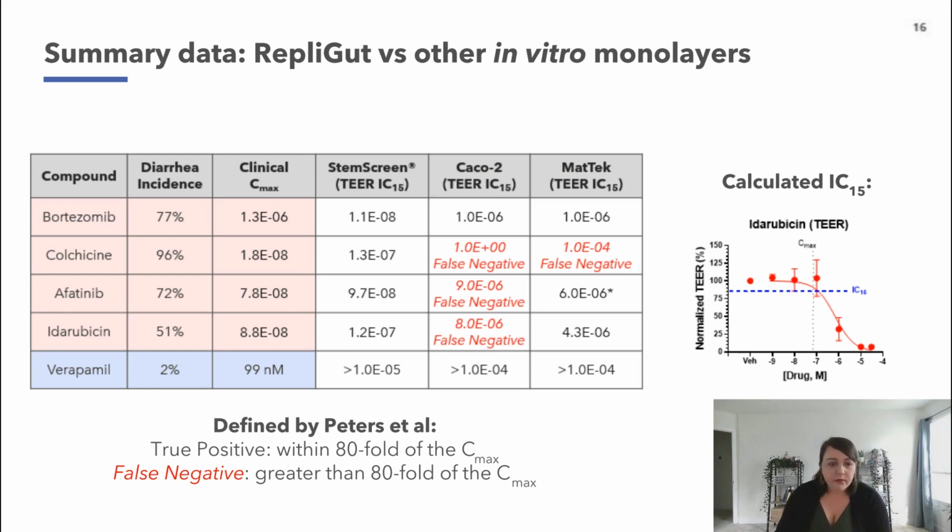These two platforms do not have a majority of proliferative cells, and because of that, perhaps became false negatives in this study. And so the Peters group defined true positives as within an 80-fold of the Cmax, and so those are highlighted here in the black. And then the false negatives were greater than 80-fold off of the Cmax, and so you can see those highlighted in red.